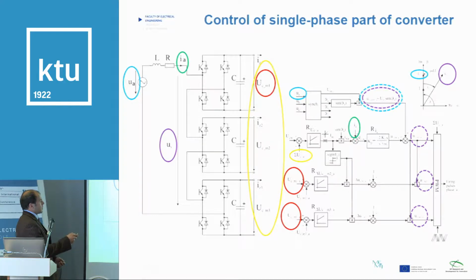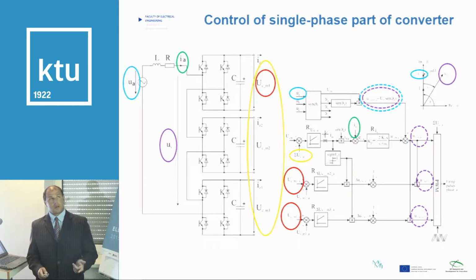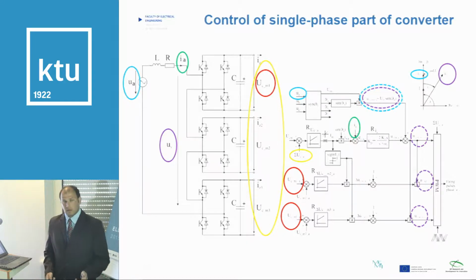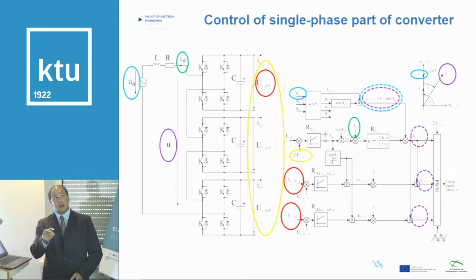There is a computed required current, this is the green one, and it's compared with the actual current of the converter, and the error is the input signal for the proportional resonant controller, which provides the direct current control. The output signal is summed with the mathematical feed-forward term, and the final output signal is the modulation signal for the first cell of this converter.